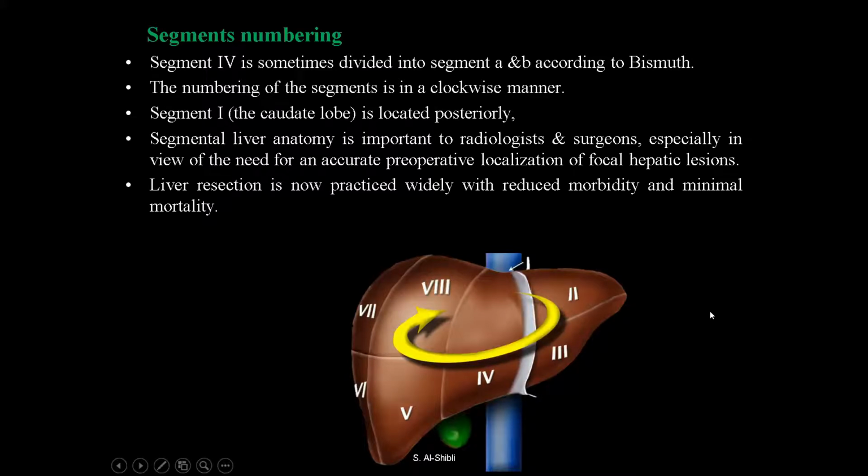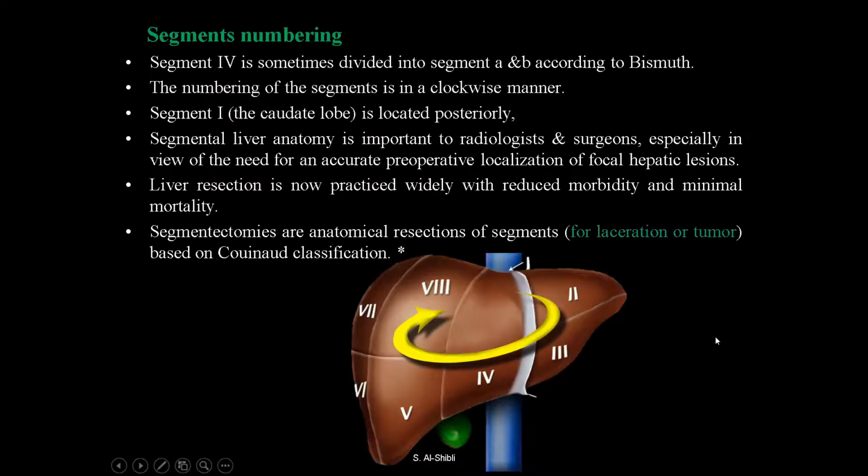So now liver resection is practiced widely with reduced morbidity and minimal complications, depending on one segment not affecting the other, because each segment has its own characteristics. So we call it segmentectomy, or anatomical resection of segments, for trauma, laceration, or tumor based on this Couinaud classification. It's very important to understand this in your future career, inshallah.